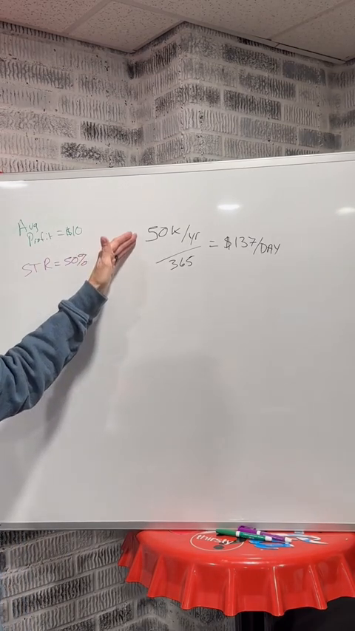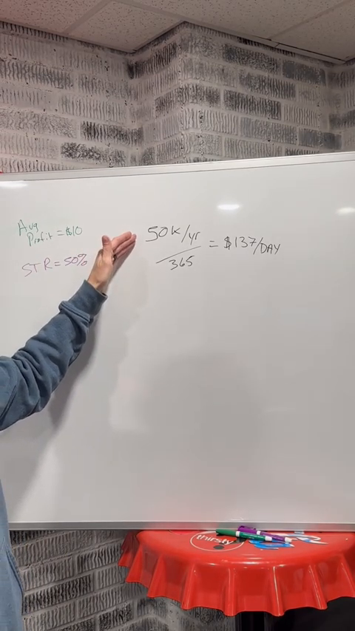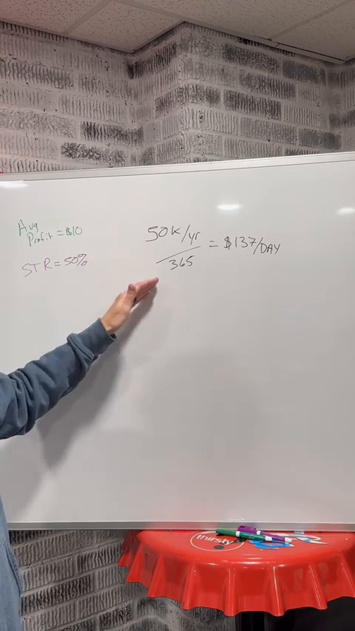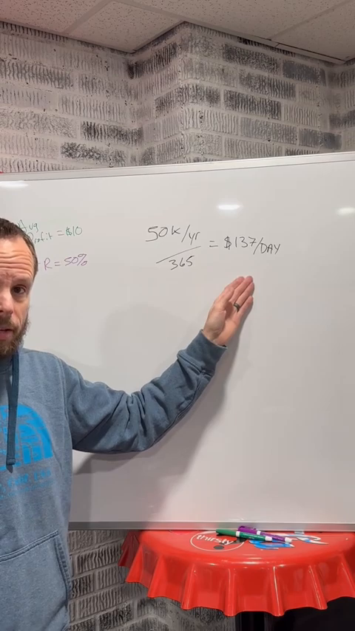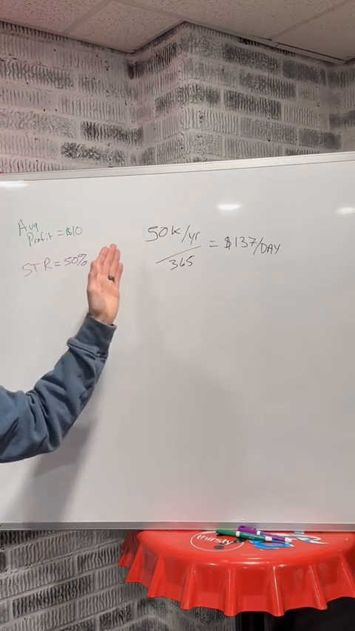Obviously, you can change this number out. If you want to make 60, 75, 100,000, divide it by your 365, and it's going to give you the number that you need to profit every single day to make this income.